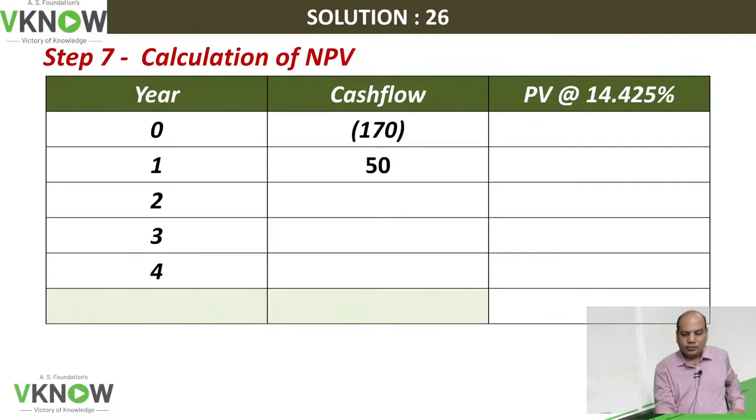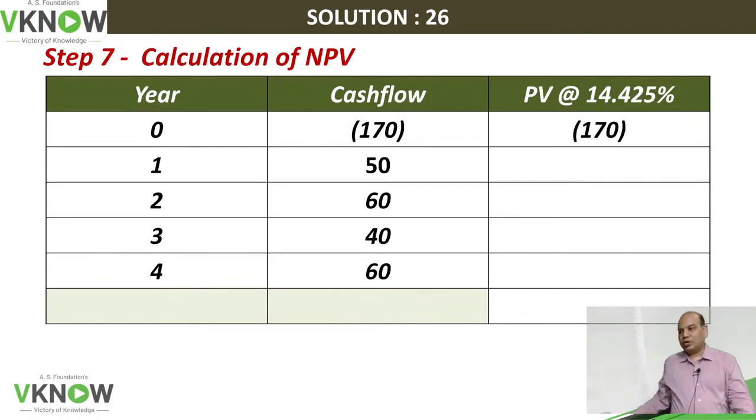Year 1, 50, 260, 340, 460. All these are given. Compute the present value. How do you do it directly?